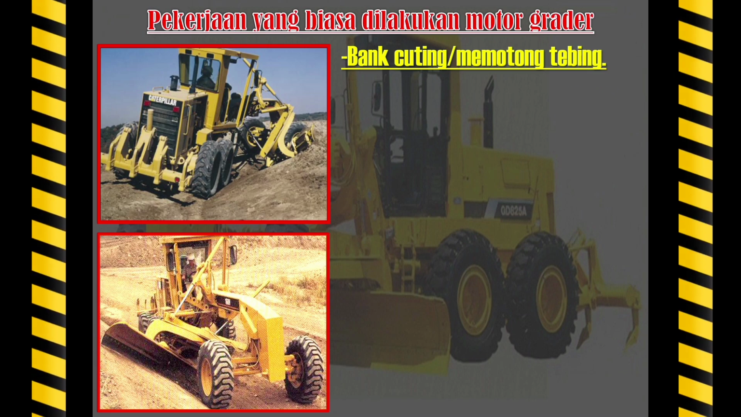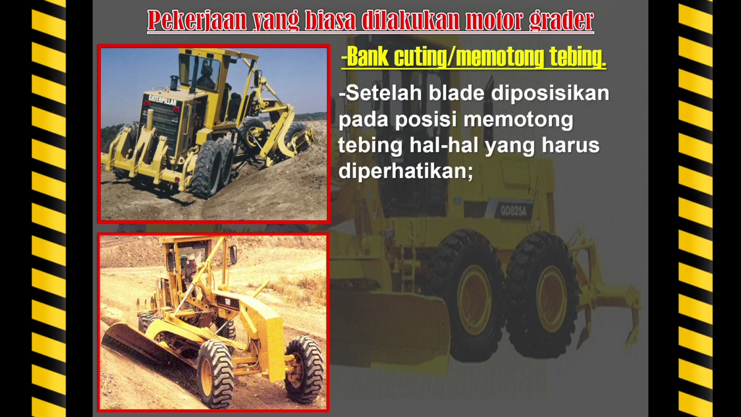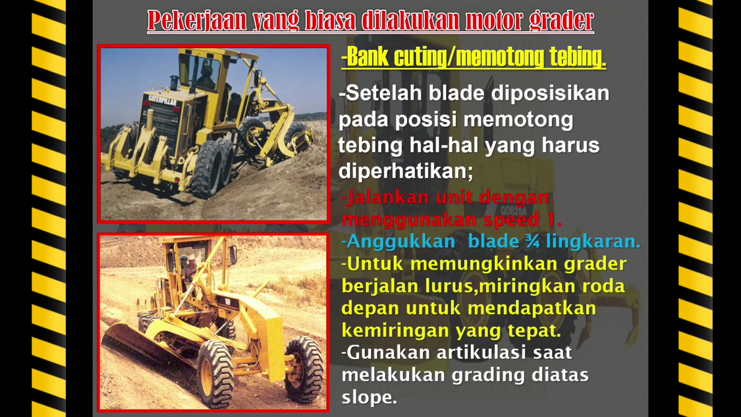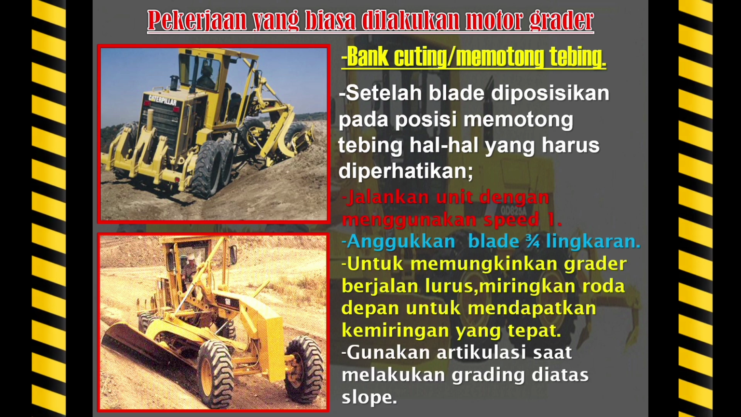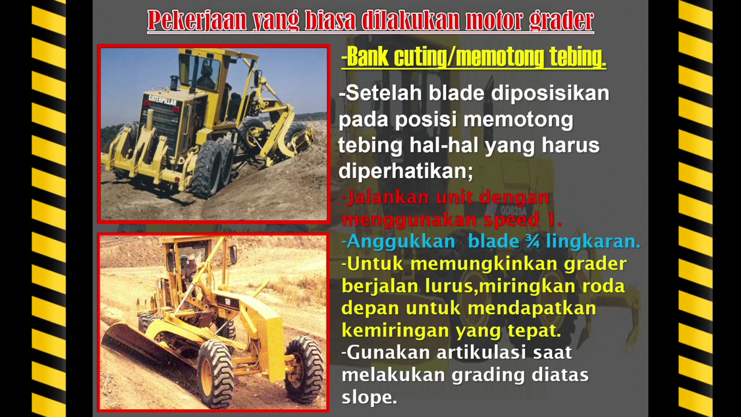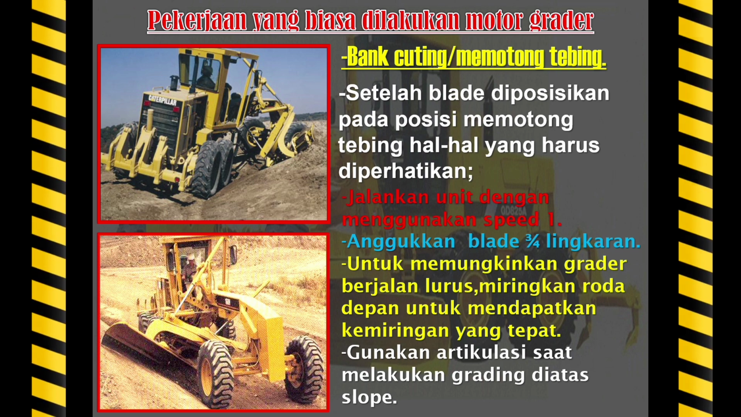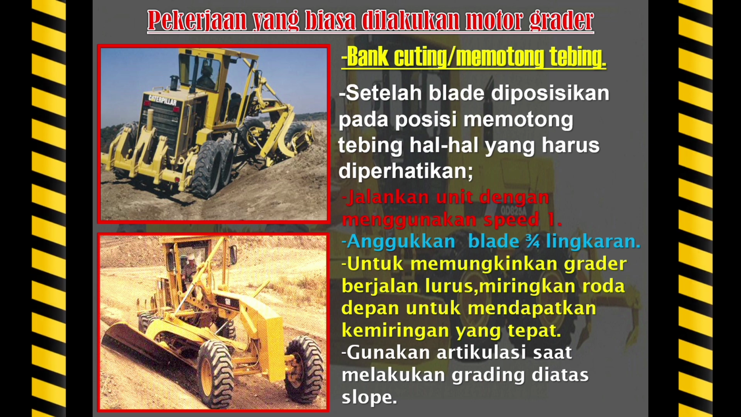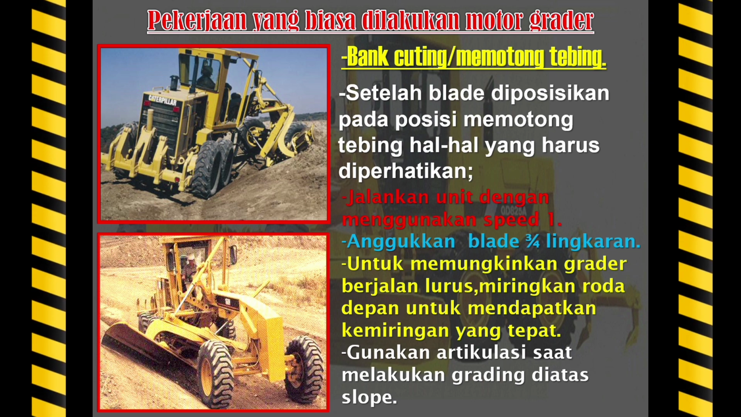The usual work of a motor grader. Once the blade is positioned in the position of cutting the cliff, things to pay attention to. Run the unit using speed 1. Nod the blade circle. To allow the grader to run in a straight line, tilt the front wheel to get the proper slope. Use articulation when grading over a slope.